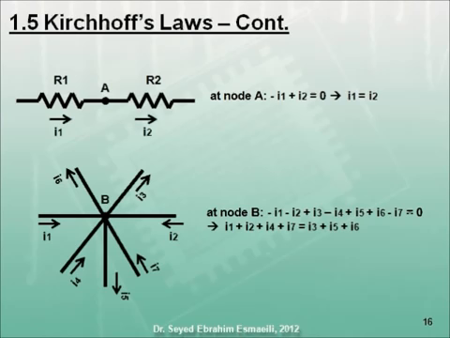Applying KCL at node B in the second figure, we get minus I1 minus I2 plus I3 minus I4 plus I5 plus I6 minus I7 equals 0.